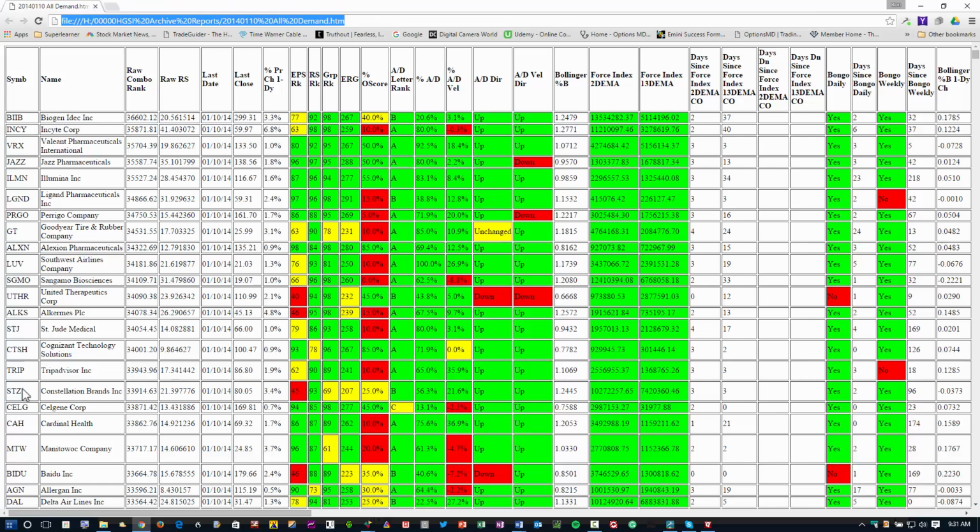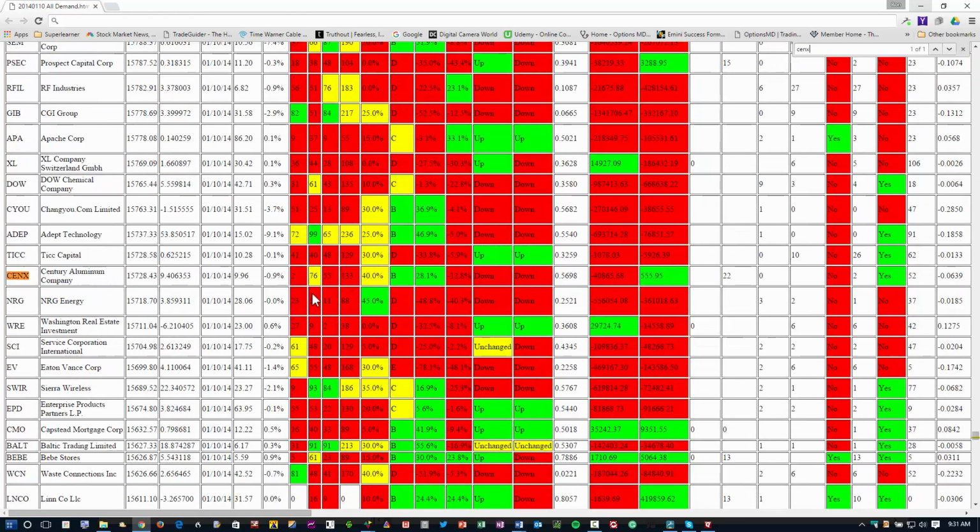Now I've gone in and pulled up an HTML dating back to 2014. This would be the 10th of January on 2014, and I'm going to do a Control F, and I'm going to locate CENX, and you can see it is right here. It is right here.